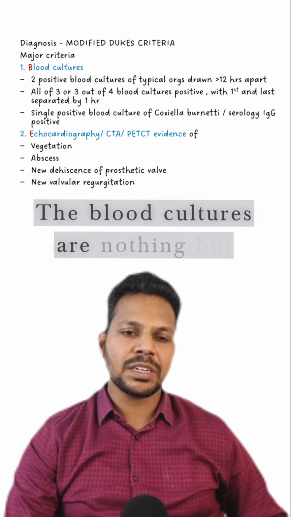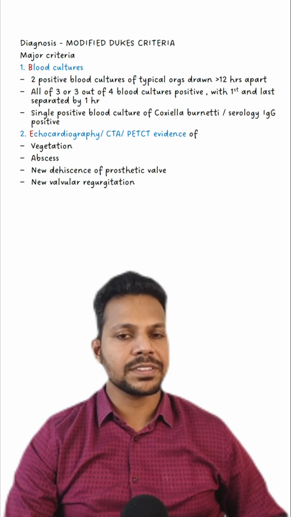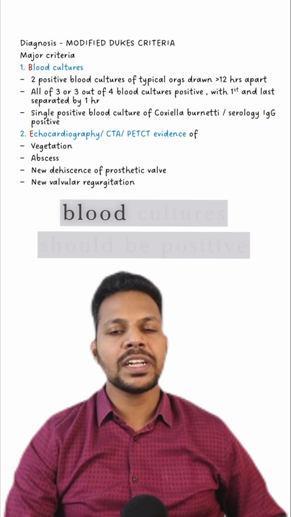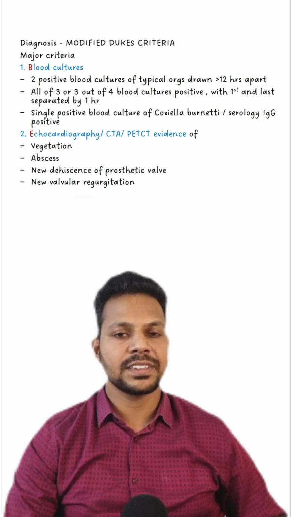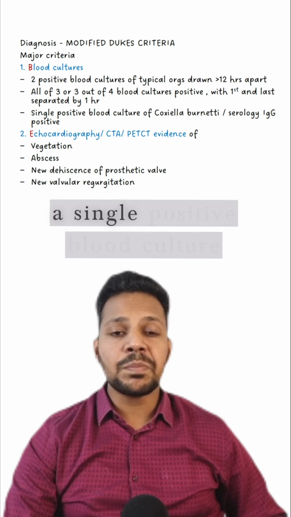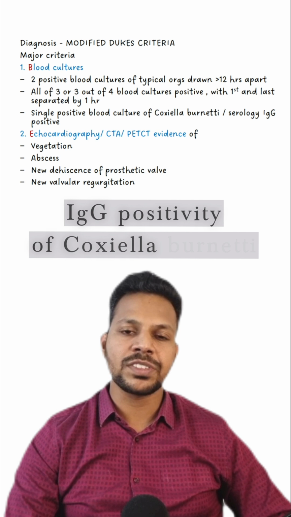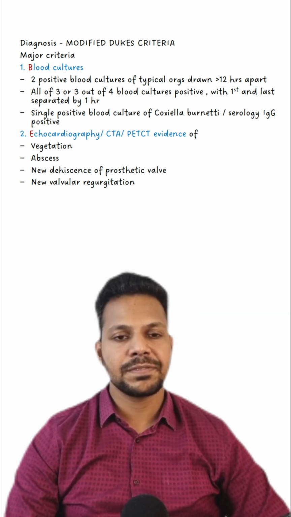The blood cultures are nothing but two positive blood cultures of typical organisms drawn at least 12 hours apart. Or all three, or 3 out of 4, blood cultures should be positive with the first and last separated by 1 hour. Or a single positive blood culture of Coxiella burnetii or a serology IgG positivity of Coxiella burnetii will also satisfy the criteria of blood culture for this patient.